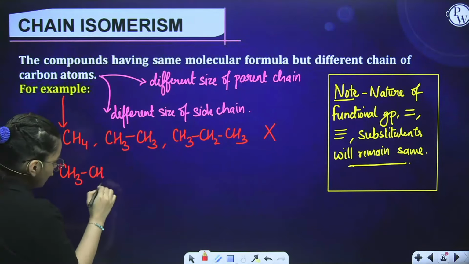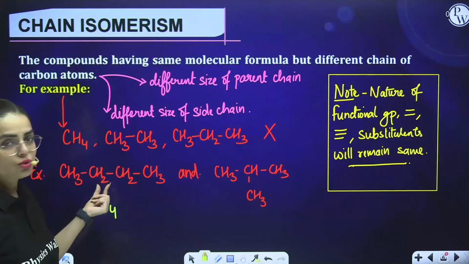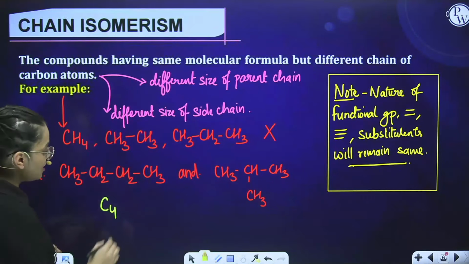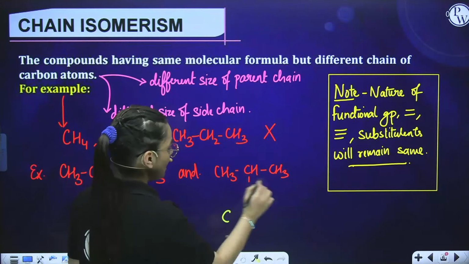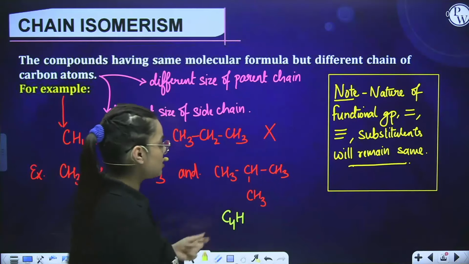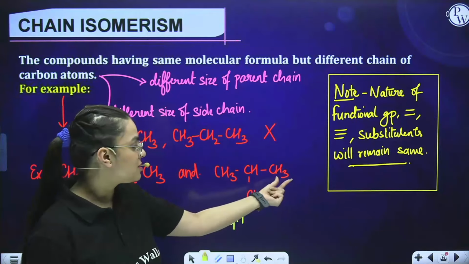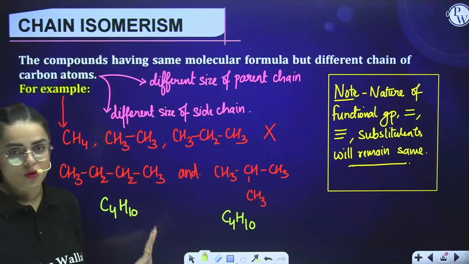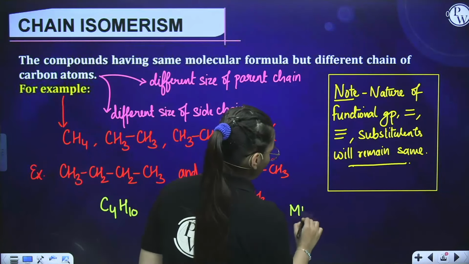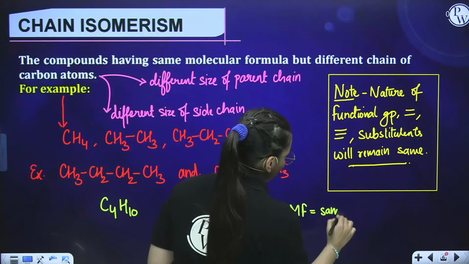Now students, let us count the atoms so that we can see the molecular formula for both of these compounds. In the very first compound, there are 4 carbon atoms, right? How many hydrogen? 3 plus 2, 5. 5 plus 2, 7. 7 plus 3 is 10. So C4H10. In this compound, how many carbon atoms are there? Total 4 carbon atoms. How many hydrogens? 3 plus 1, 4. 4 plus 3 is 7. 7 plus 3 is 10. Again, students, both of these have same molecular formula, the very first condition, that molecular formula should be same so that these are isomers.